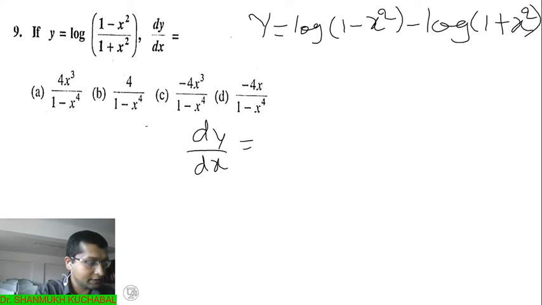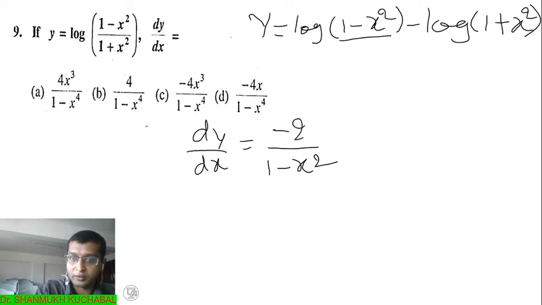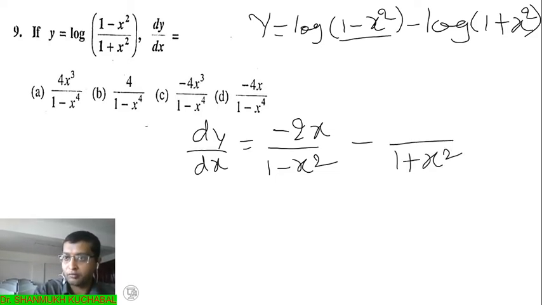Log f of x is 1 divided by 1 minus x square. So for 1 minus x square, we have to write the differentiation: 1's differentiation is 0, and minus x square gives minus 2x. So minus 2x, as it is. Then for 1 plus x square, 1's differentiation is 0, x square's differentiation is 2x, right?